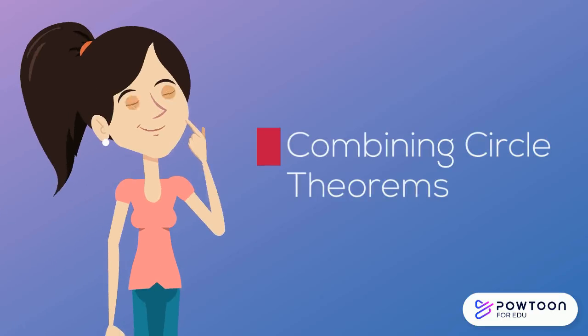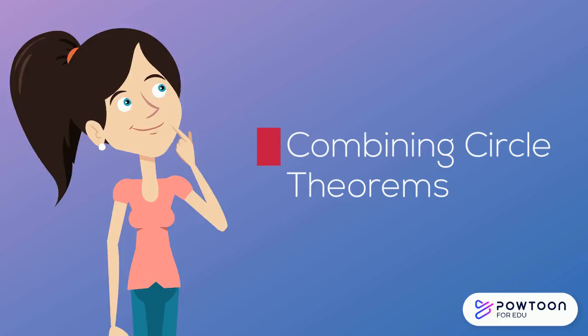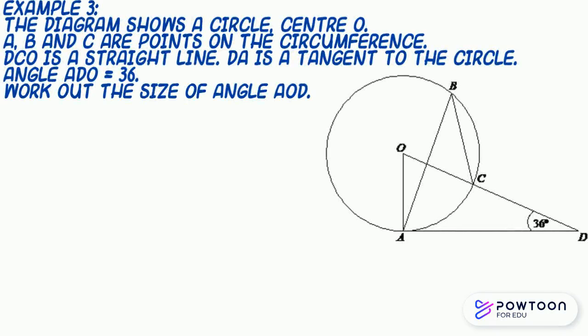We're now going to start working on actually combining different circle theorems together in one problem. We're now going to start on example 3, where we've got a diagram with a circle centered at O. We've got A, B, C are points on the circumference. DCO is a straight line. We also have DA as a tangent. And then angle ADO is 36 degrees. We want to find angle AOD.